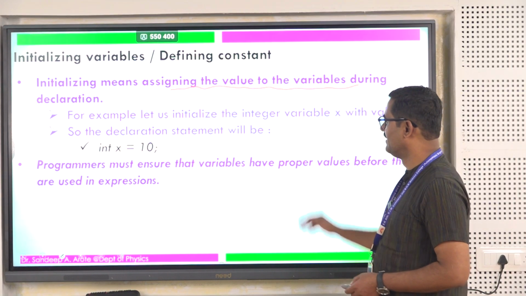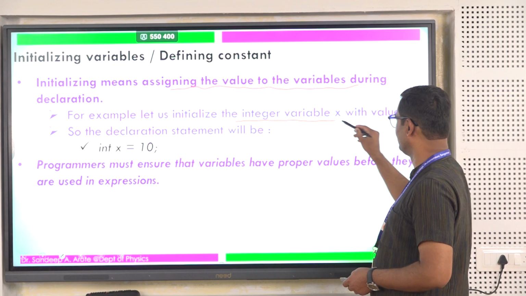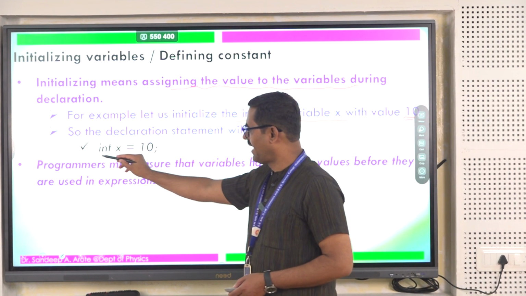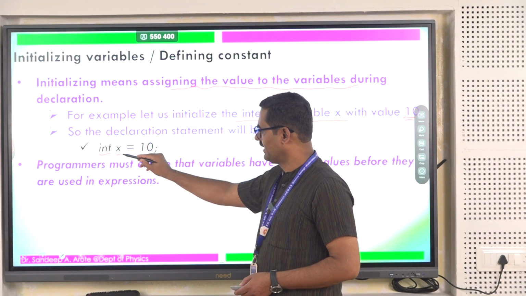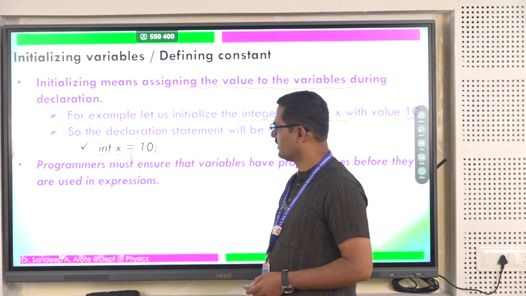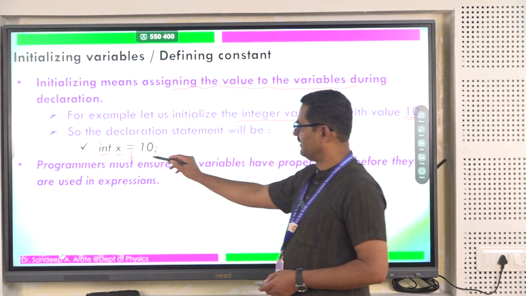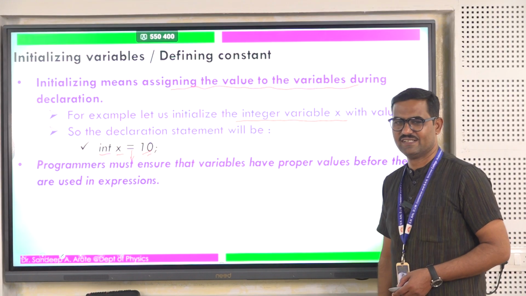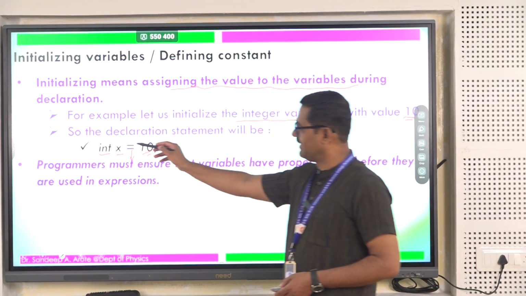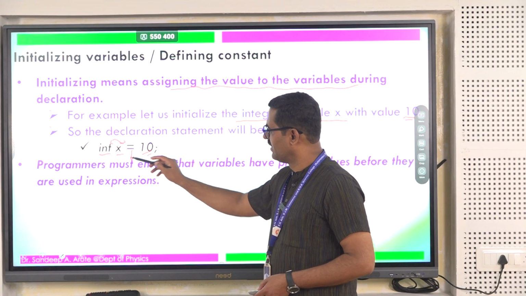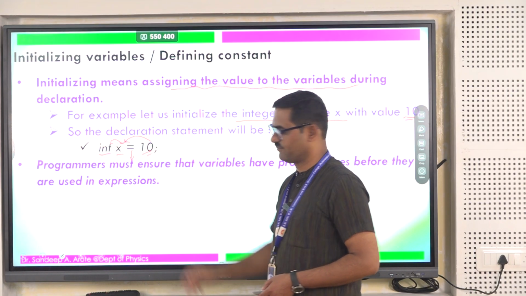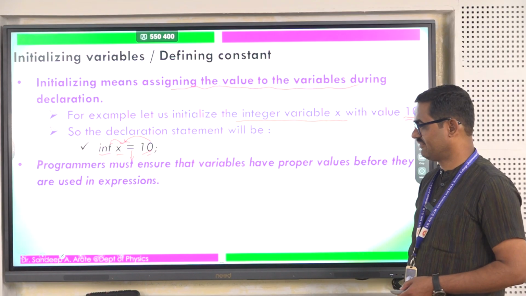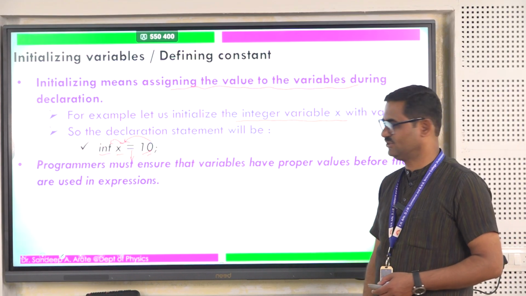So, for example, let us initialize the value to the integer variable x with some value 10. You can write this statement as int x = 10; where int is the data type, x is the variable, and = is the assignment operator, ending with a semicolon. What does this statement mean? It means x is an integer type variable and the value 10 is assigned to x.